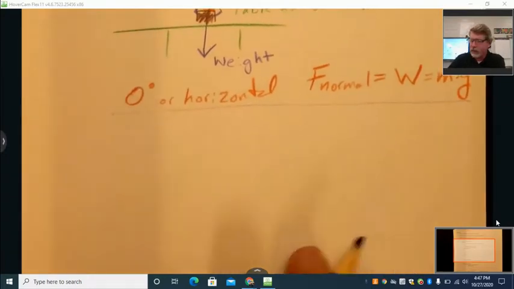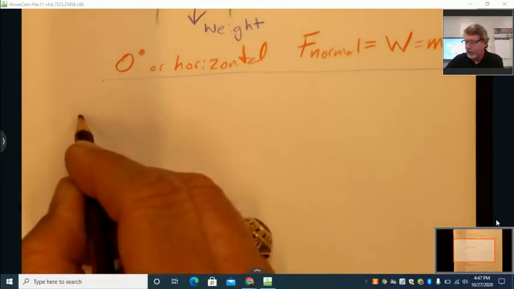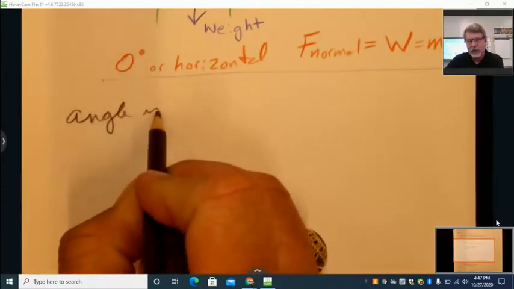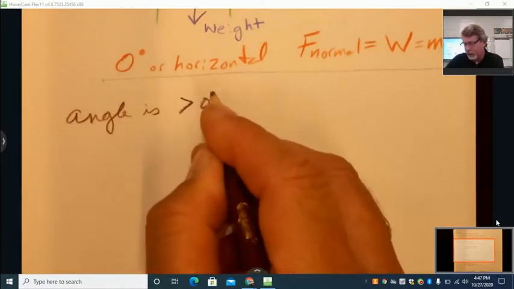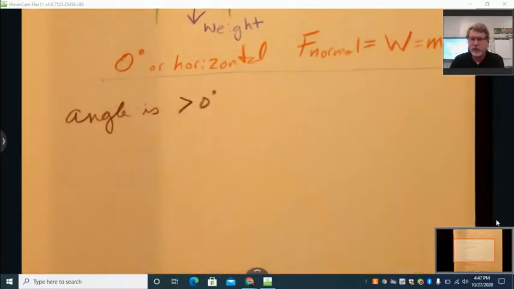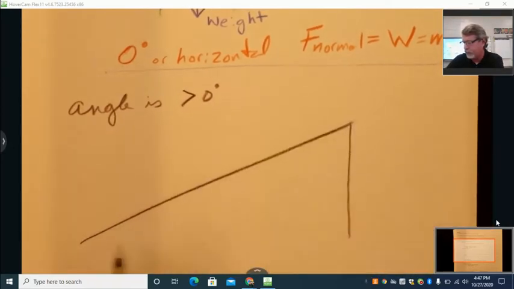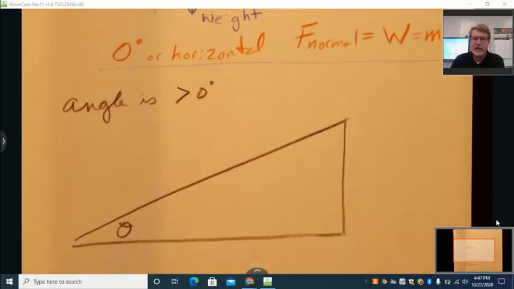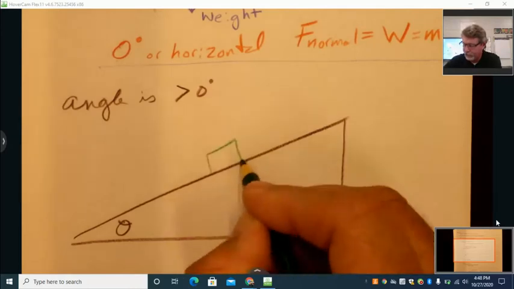So in our second example, we're now going to put this on an incline. So what if the angle is, you know, some number greater than 0 degrees. So the angle is some number greater than zero. So we have our surface, all right? And it has some angle theta, whatever that is. And now there's a box sitting on this ramp.